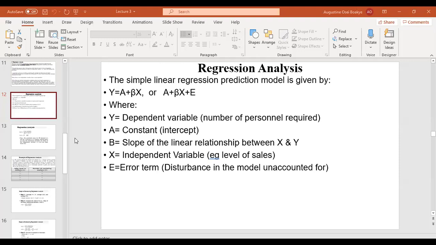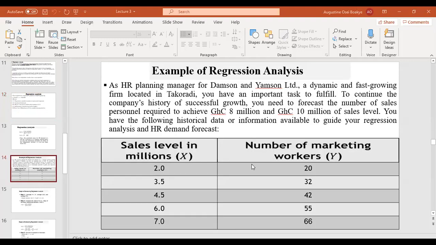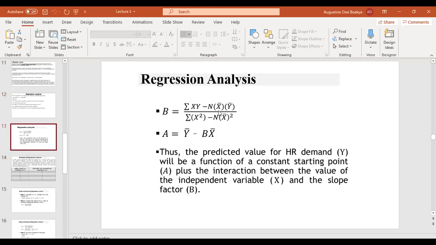The question was generous enough to have given us the historical data. So we have the sales level, which is in millions, and then the number of workers we are supposed to estimate. So to solve this question, you have to quickly draw this table, and based on what the formula is saying, the things you need, you create columns for them.